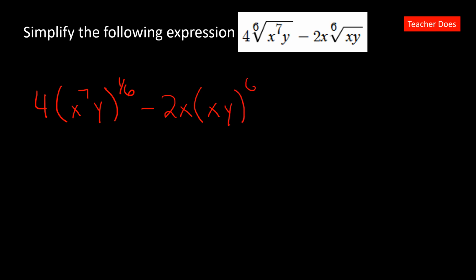So here we're simplifying the expression. This one is actually pretty neat. I like this problem. What's happening here is we can actually rewrite this as 4 times (x to the 7th y) all to the power of 1/6, because the 6th root is like taking a power to the 1/6, minus 2x times the 6th root of (x y to the 6th).